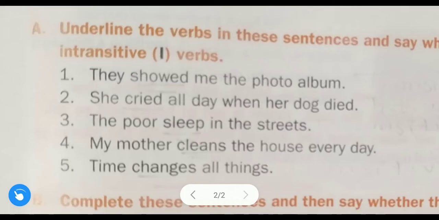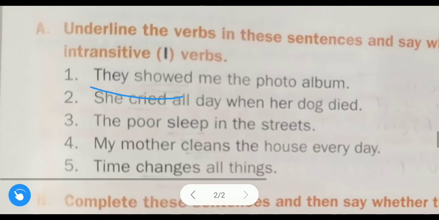Okay, so now next step, once we have identified the verb, then we have to check whether this verb is transitive or intransitive. So we have to frame the question with what. Okay, so let us make the question. What they showed me, or you can say what did they show me. So what is the answer?